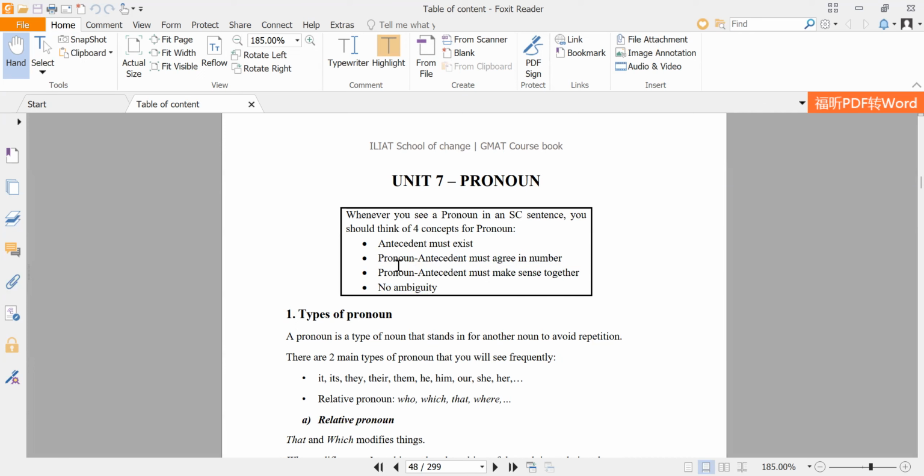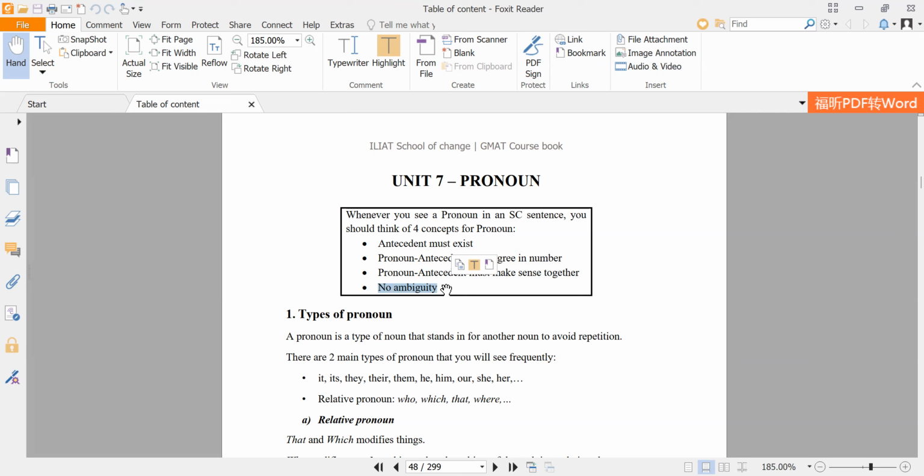But of these four rules, the first three are must-have rules for a correct sentence correction answer choice. The fourth rule, no ambiguity, you can consider a medium priority rule, meaning we don't eliminate an answer choice right away just because the pronouns are ambiguous. We're going to rely on this error if we cannot find any other errors to eliminate the answer choices, right?